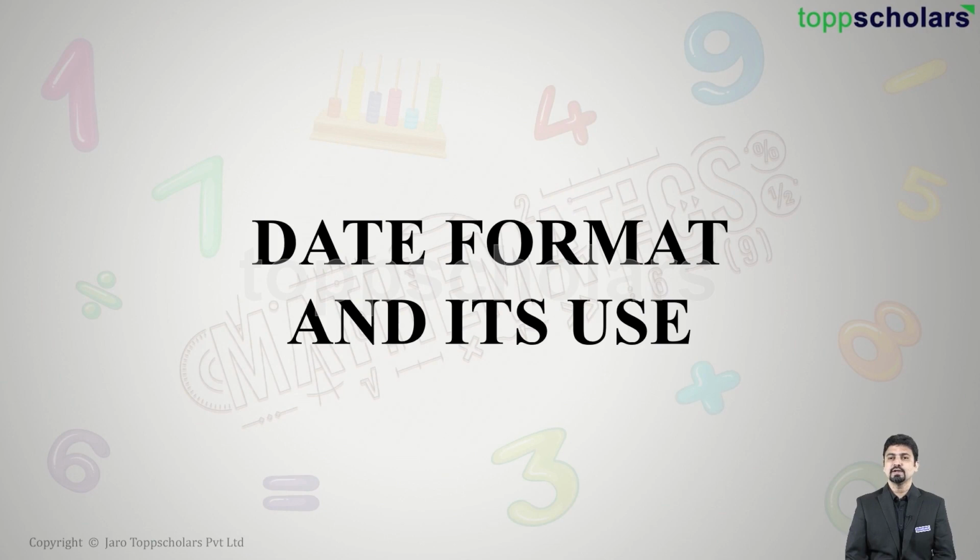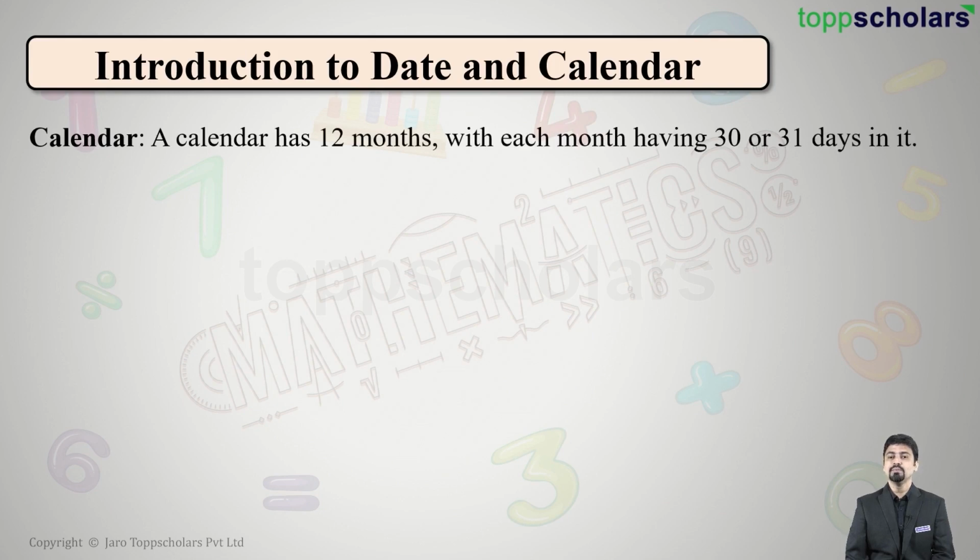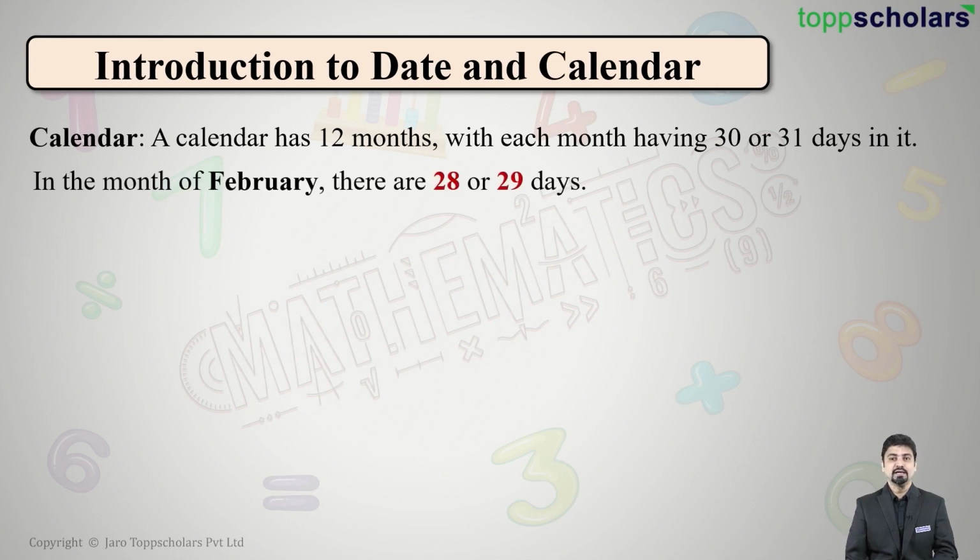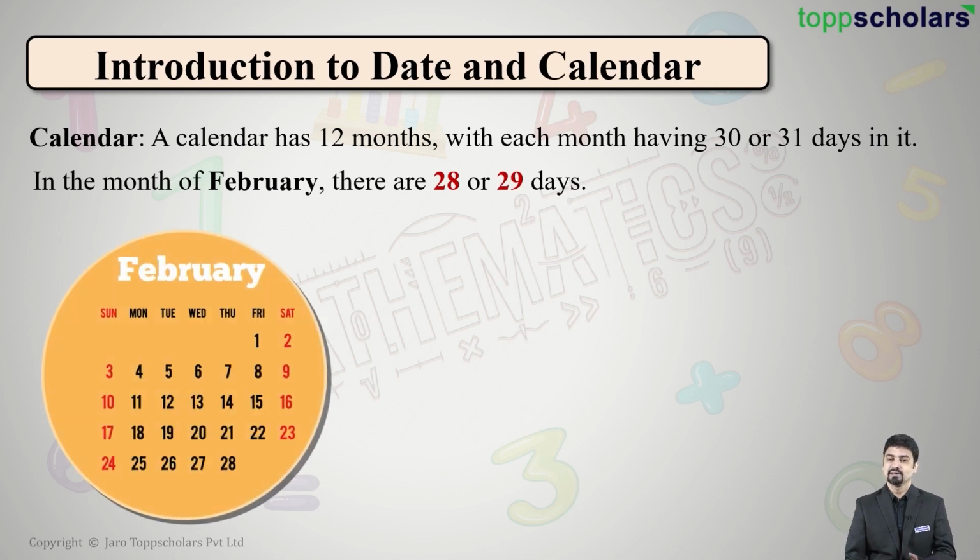Today, let us study about the date format and its uses. So let us see what we mean by a date and a calendar. A calendar has 12 months with each month having 30 or 31 days in it. Remember, in the month of February, there are 28 or 29 days. In this case, we see it is 28 days.